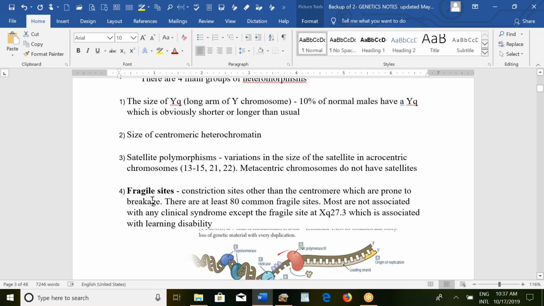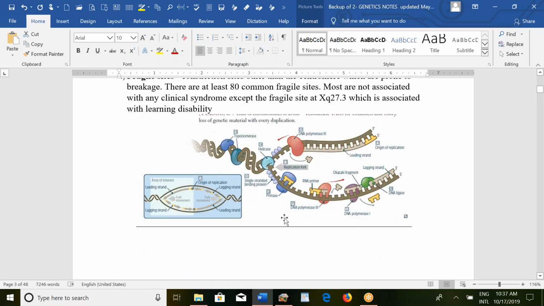Then there are fragile sites. Fragile sites are constriction sites other than the centromere which are prone to breakage. There are at least 80 common fragile sites. Most are not associated with any clinical syndromes except the fragile site at Xq27.3, which is associated with learning disability, which is Fragile X syndrome. Why is that important? Because that is the second most common cause of mental retardation.